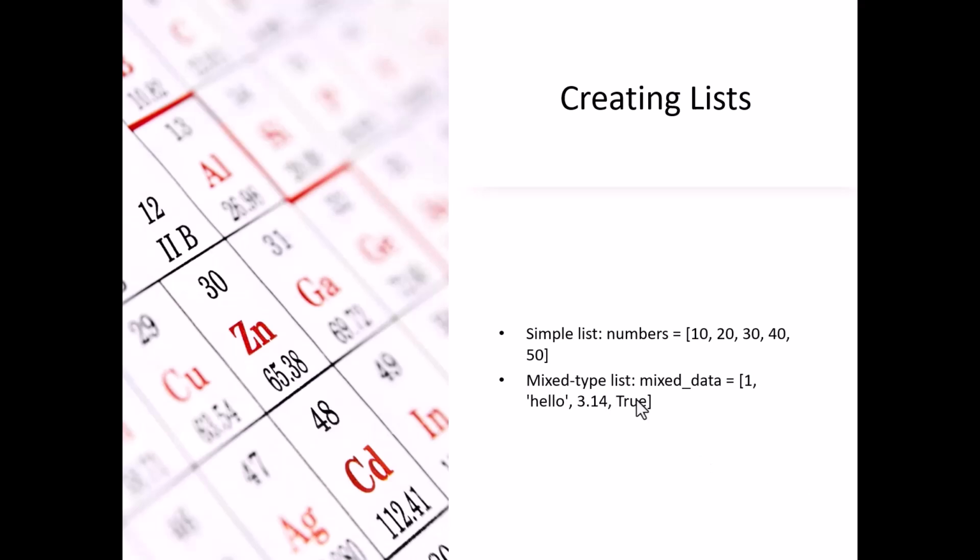And there is also a mixed type list. Say mixed data: 1, "hello" within quotes, 3.14, true. So it has got integer, string, float, and bool. So let's flip over to Visual Studio Code to see the demo. As you can see, there is no need to declare type here.